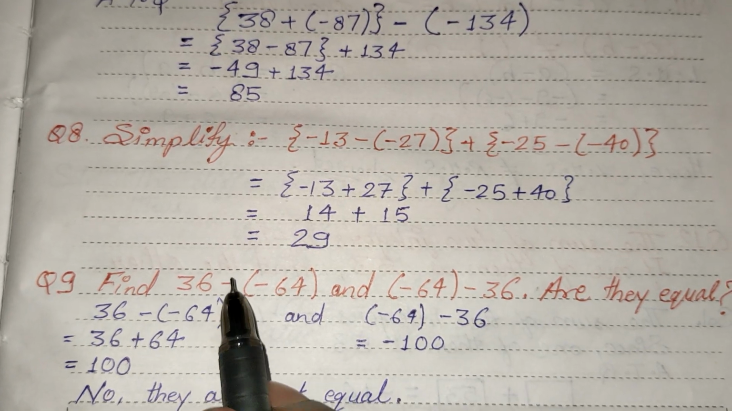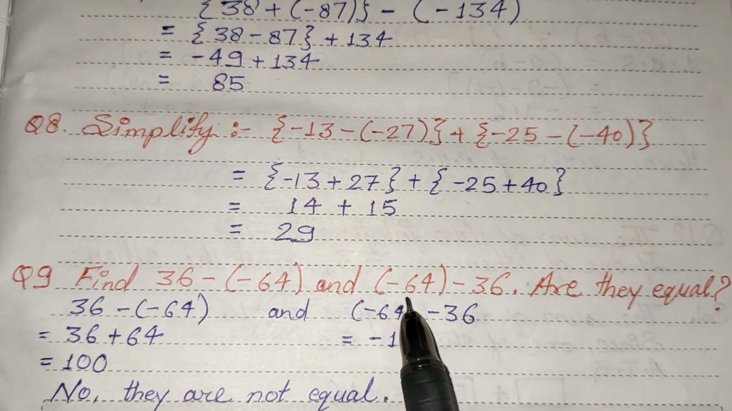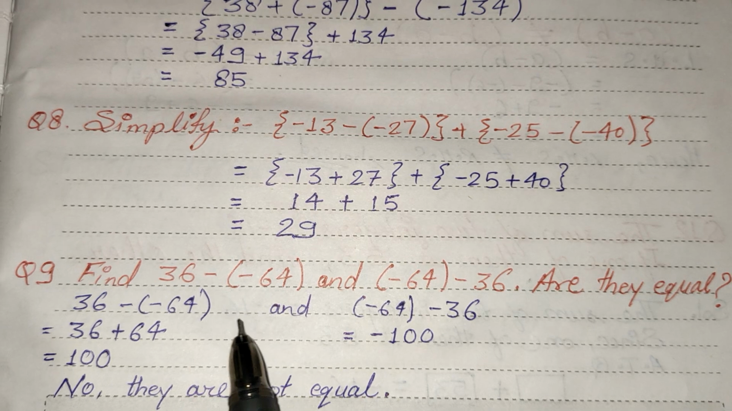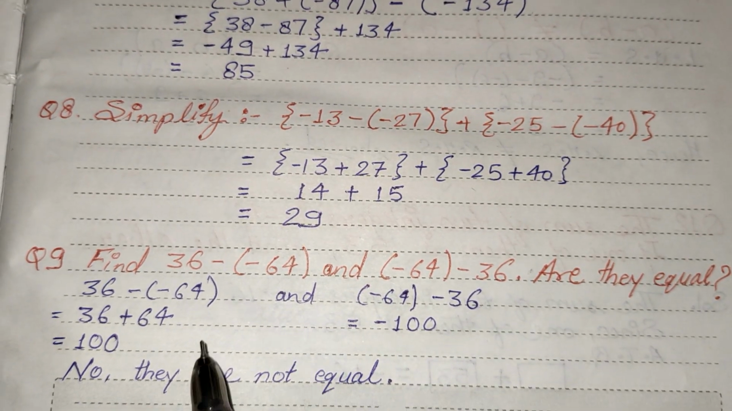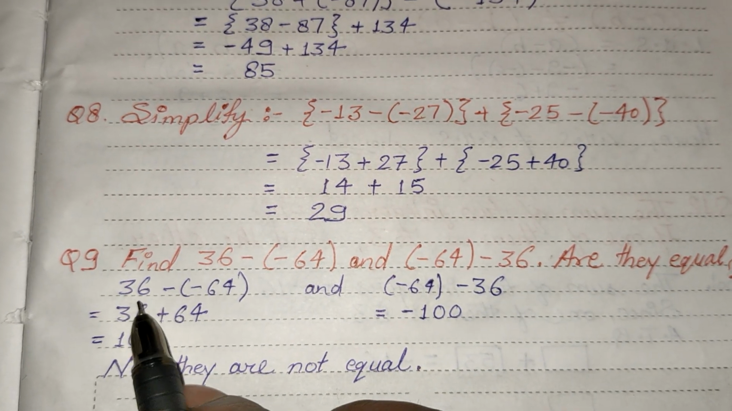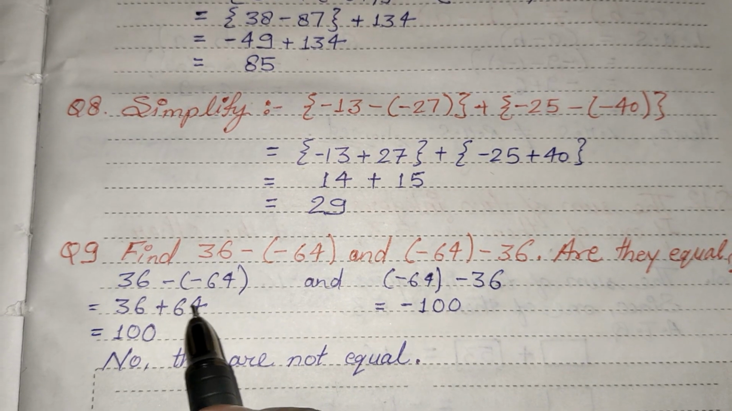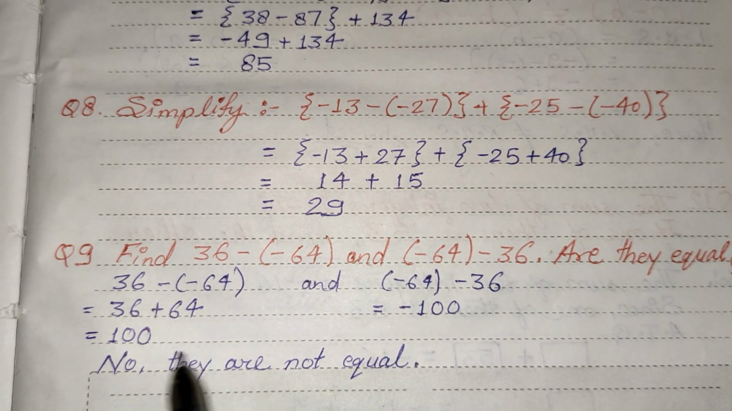Find 36 minus in the bracket minus 64 and in the bracket minus 64 plus 36. Are they equal? So you have to find the solution and check whether the result is the same or different. Now first, 36 minus in the bracket minus 64, you have to solve it. Minus minus plus, now add it, you will get 100.